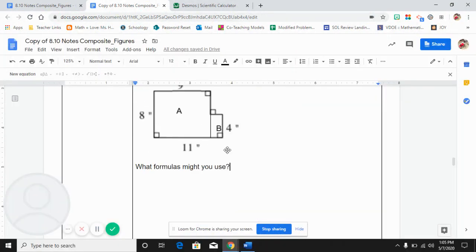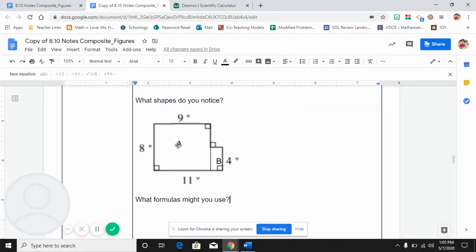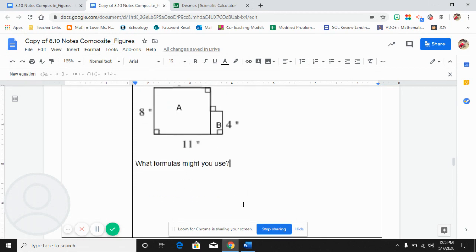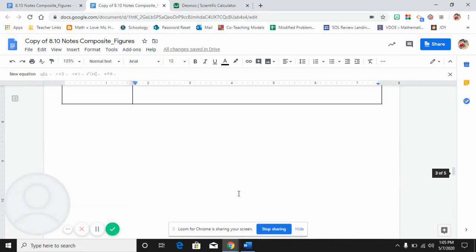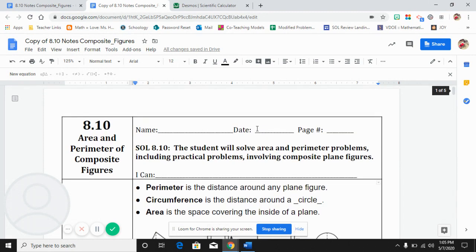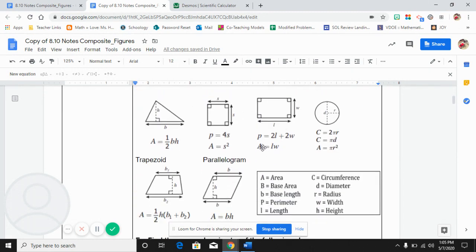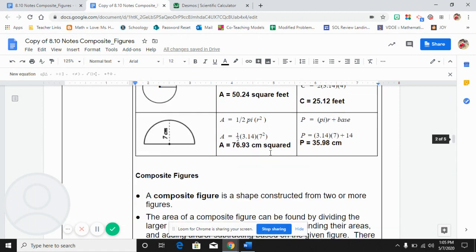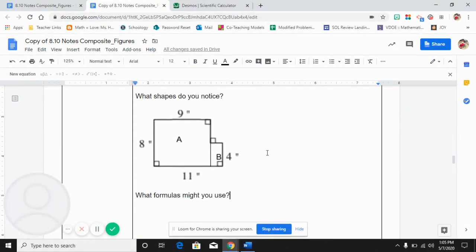So in order to find the area of this whole figure, we have to think, well, not only do I see a rectangle A and a rectangle B, but what formulas would I use to find the area of those shapes? Well, what formulas would you use to find the area of any rectangle? Think about the formulas we've been using before. To find the area of any rectangle, we use the formula area equals length times width. So that's what we're going to use to figure out the area of this composite figure, okay? So here we go.